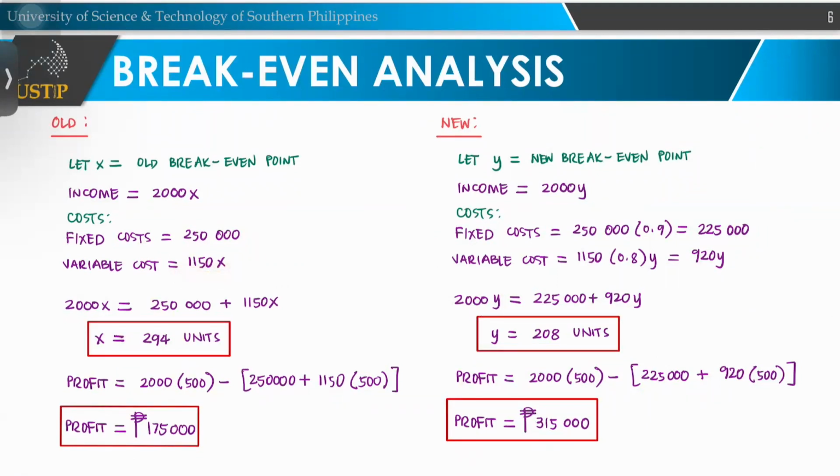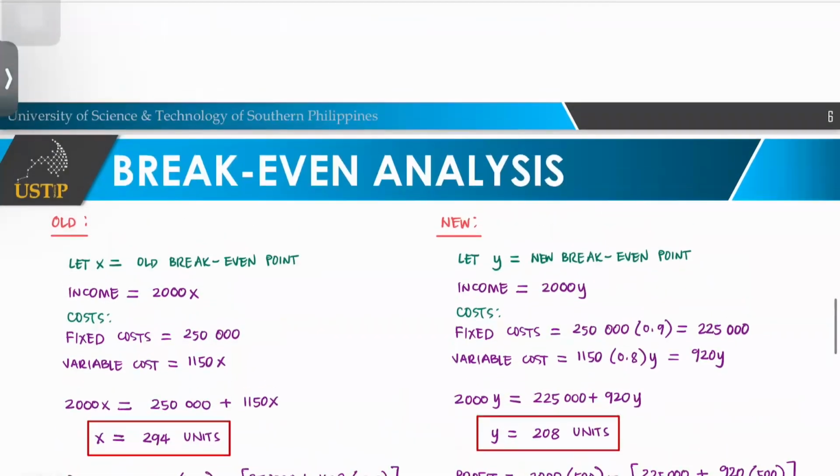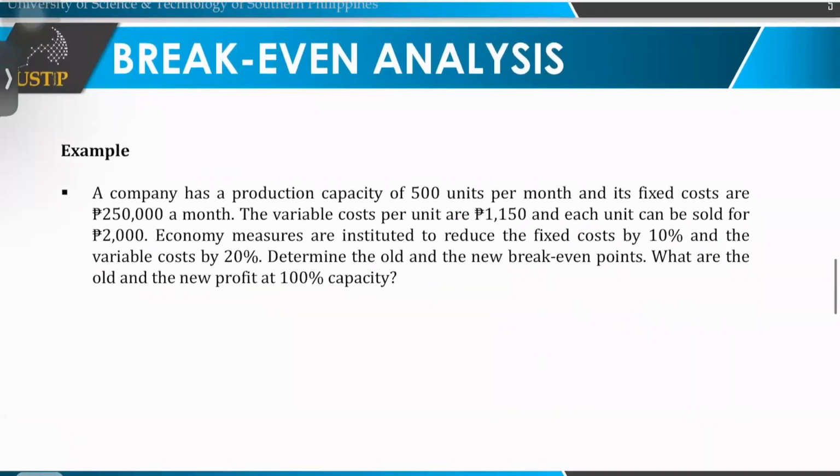Same as in the previous example, we equate the income and all the expenses. So we solve for X, and we get the break-even point of 294 units. Now, how do we solve for the profit? We are looking for the old and new break-even points, and we also need to compare the old and new profit.